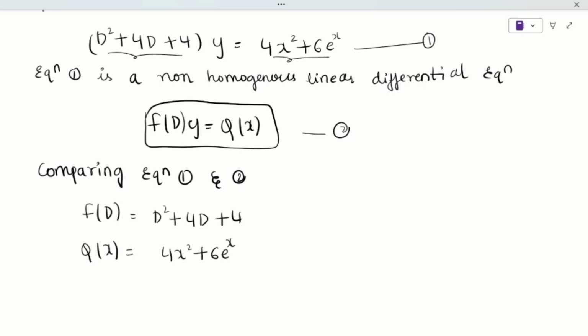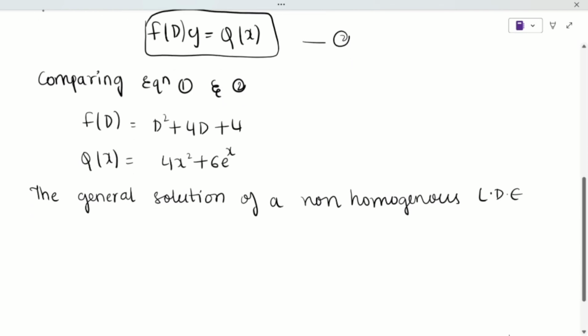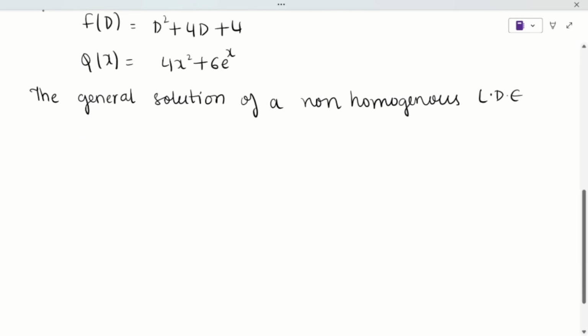Now after comparing, we take the general solution of a non-homogeneous linear differential equation. It is a procedural form, I said. First, take the differential equation as equation 1. Next, you should mention that equation 1 is a non-homogeneous LDE. Third thing is to compare. Now the fourth thing is to find the general solution of a non-homogeneous LDE, that is linear differential equation.